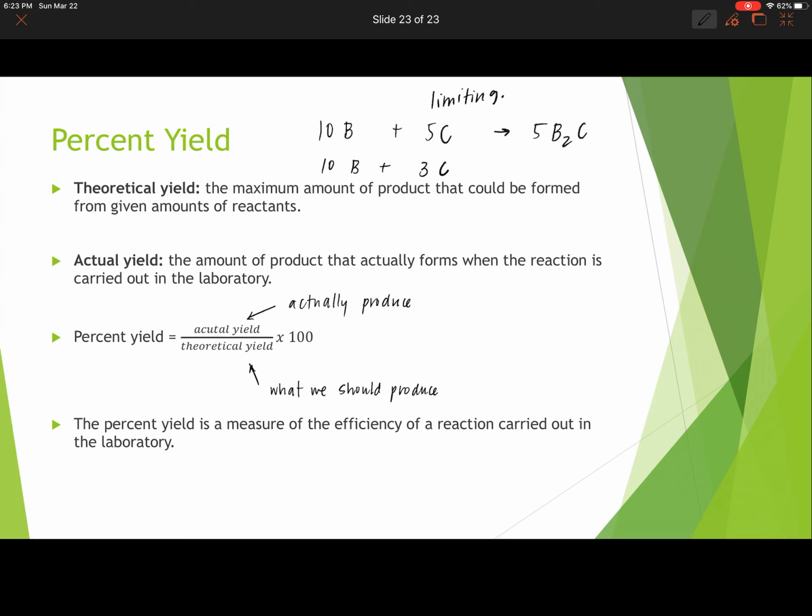So the theoretical yield is how much you should be able to produce. My actual yield is how much I actually produce. And in the lab, sometimes we make mistakes and things don't always go to plan. Human error: we might mass things incorrectly or measure things incorrectly volume-wise, or we might spill stuff on the lab bench. And so what we actually produce is really important. That's our actual yield. So our actual yield divided by our theoretical yield, what we should produce, times 100 will give us our percent yield.